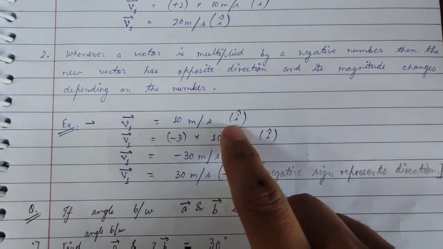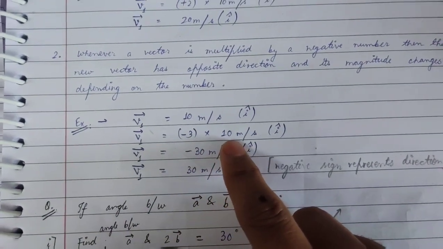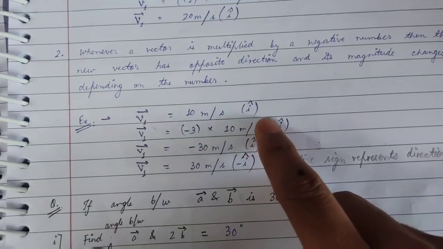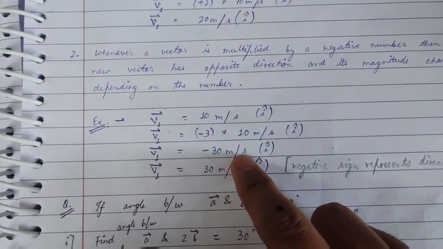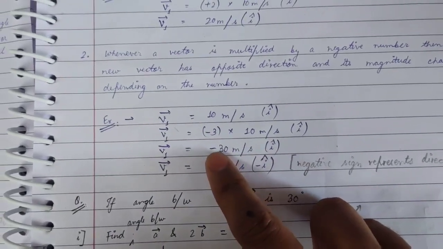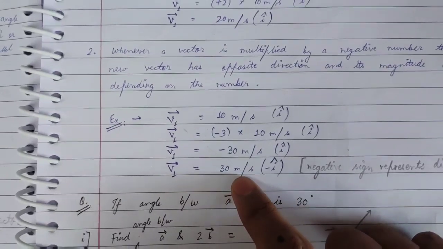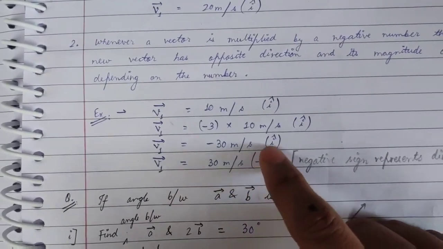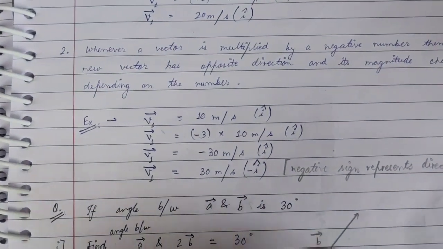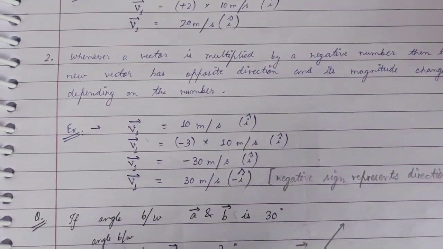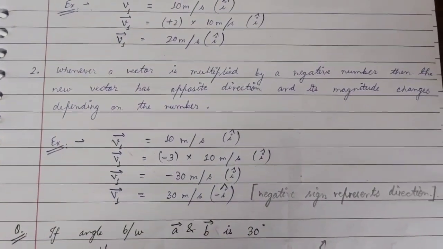I cap direction only. Now we are multiplying it with minus 3 into 10 meter per second, which is now moving in the I cap direction. Now it will be minus 30 meter per second in the I cap direction. Now minus 30 meter per second will be written as 30 meter per second minus I cap. Okay, now this minus I cap is representing that it is now moving in the opposite direction to what it was earlier moving. Okay, I hope it's clear to you.